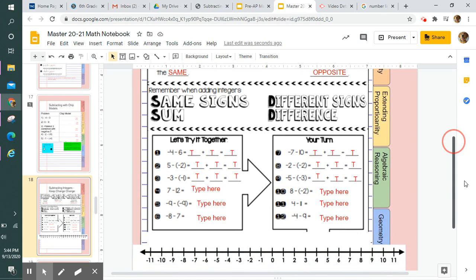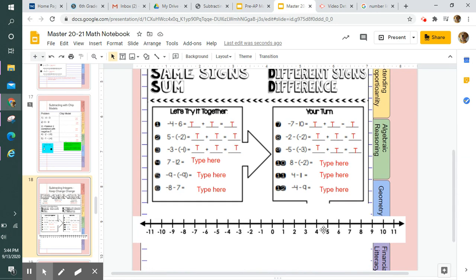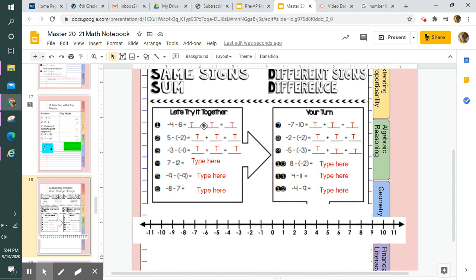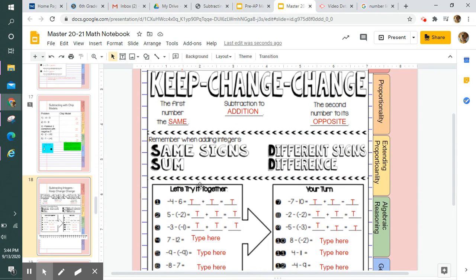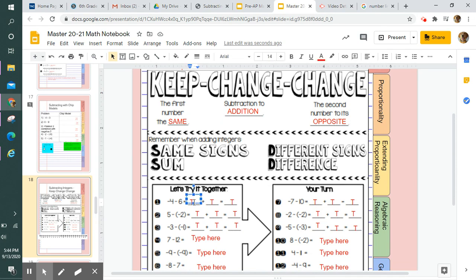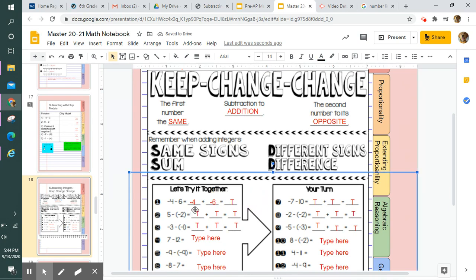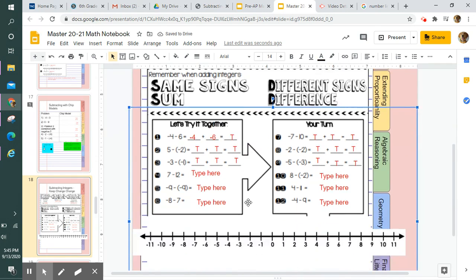I did put a number line down here to help you when you are doing your adding, if you need help. I put it there just if you want it. So we're going to look at number 1 here. Number 1 says -4 minus 6. So we're going to use the keep, change, change. We're going to keep the -4 the same. They already changed it to addition for us. And we're going to change this +6 to a -6. So now our question is -4 plus -6.